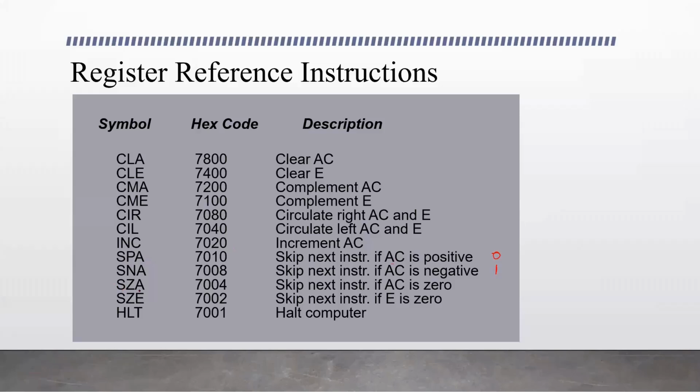And SZA is to skip the next instruction if AC is 0, meaning all the bits are 0 in the accumulator. Then the next instruction is skipped. And SZE is to skip the next instruction if E is 0. E is the carry bit, correct? The flip-flop that stores the carry; if carry is 0, skip the next instruction. And HLT is to halt the computer, to stop the execution. These are all the register reference instructions.